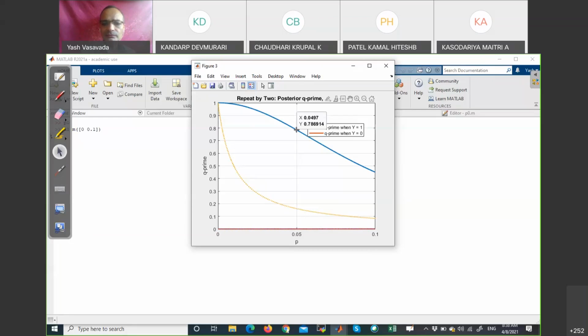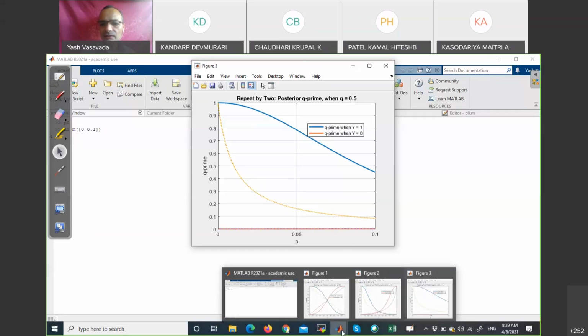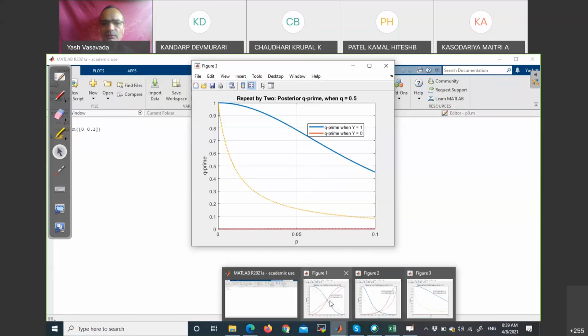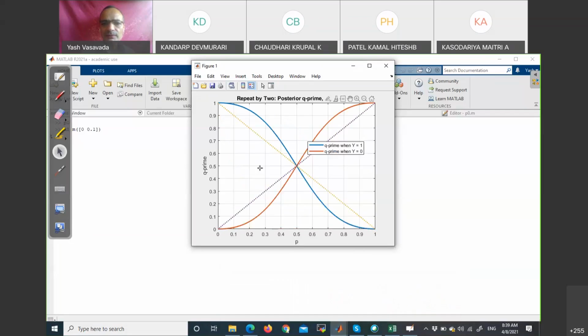Okay. This is for the case when Q is, oh, sorry. This is for the case when Q is equal to 0.5. So maybe I take back my words. No, wait a second. Okay, there is a labeling mistake. This is actually indeed for the case when Q is equal to 0.01. When Q is equal to 0.5, this is the situation.